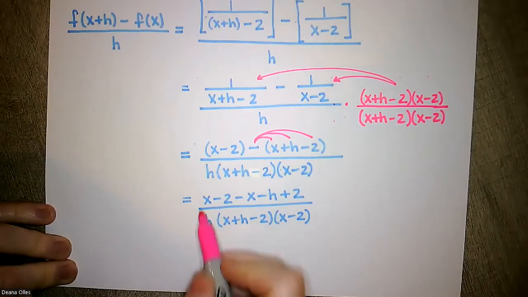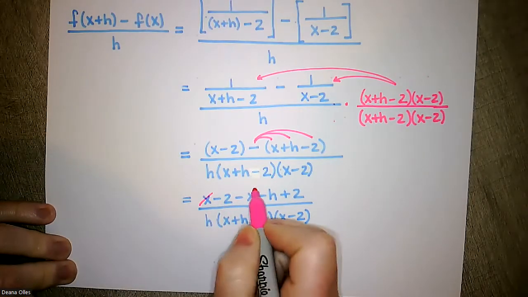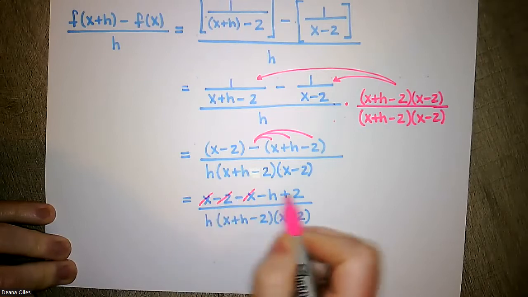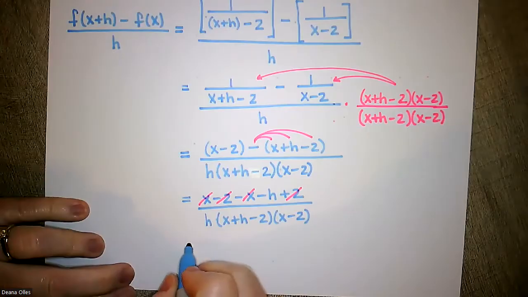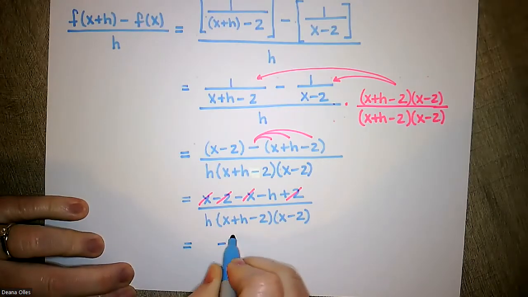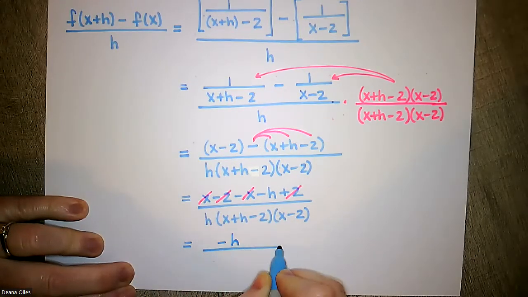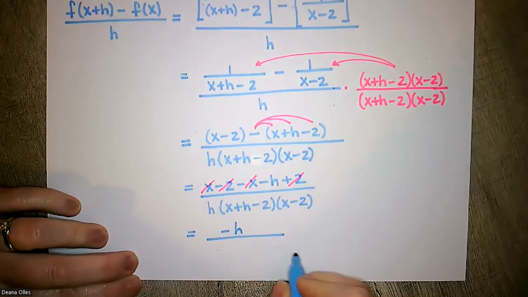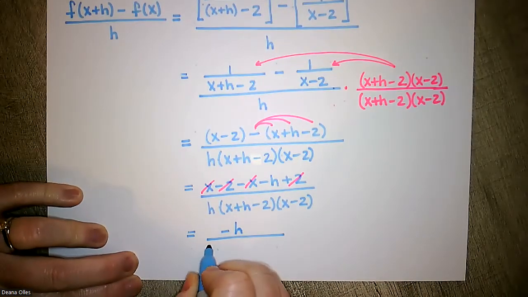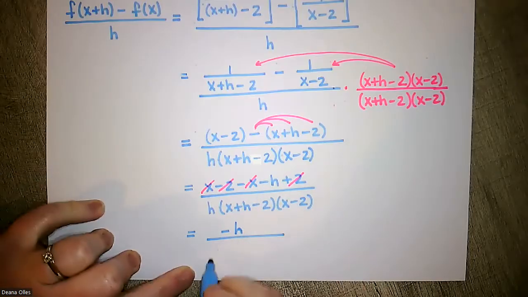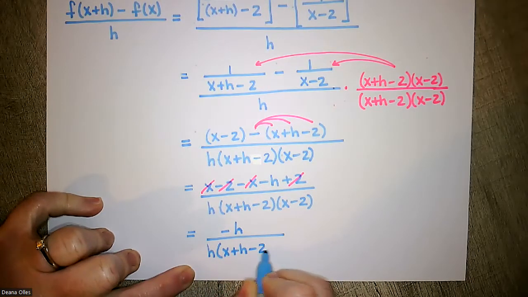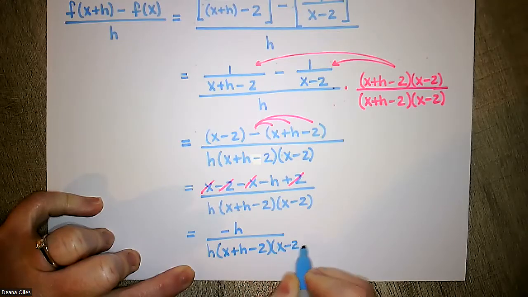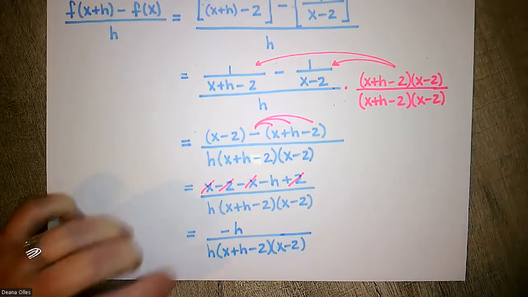And then we look for things to cancel and we see x minus x and negative 2 plus 2. So those are going to cancel out. And now we have negative h over, oh, I ran out of space. I only need one more line. I'll go to the side here. Negative h is all we have left in the numerator. And then we have h times x plus h minus 2 times x minus 2 left in the denominator.